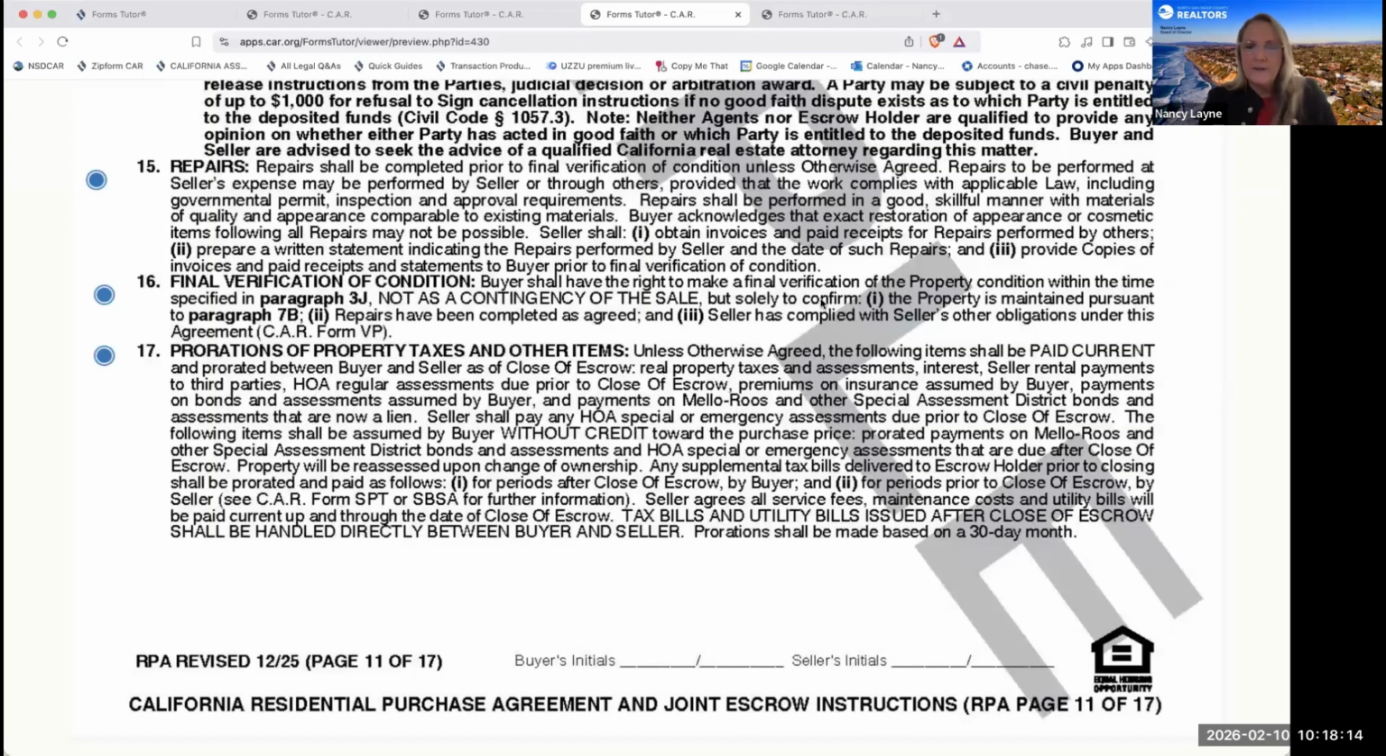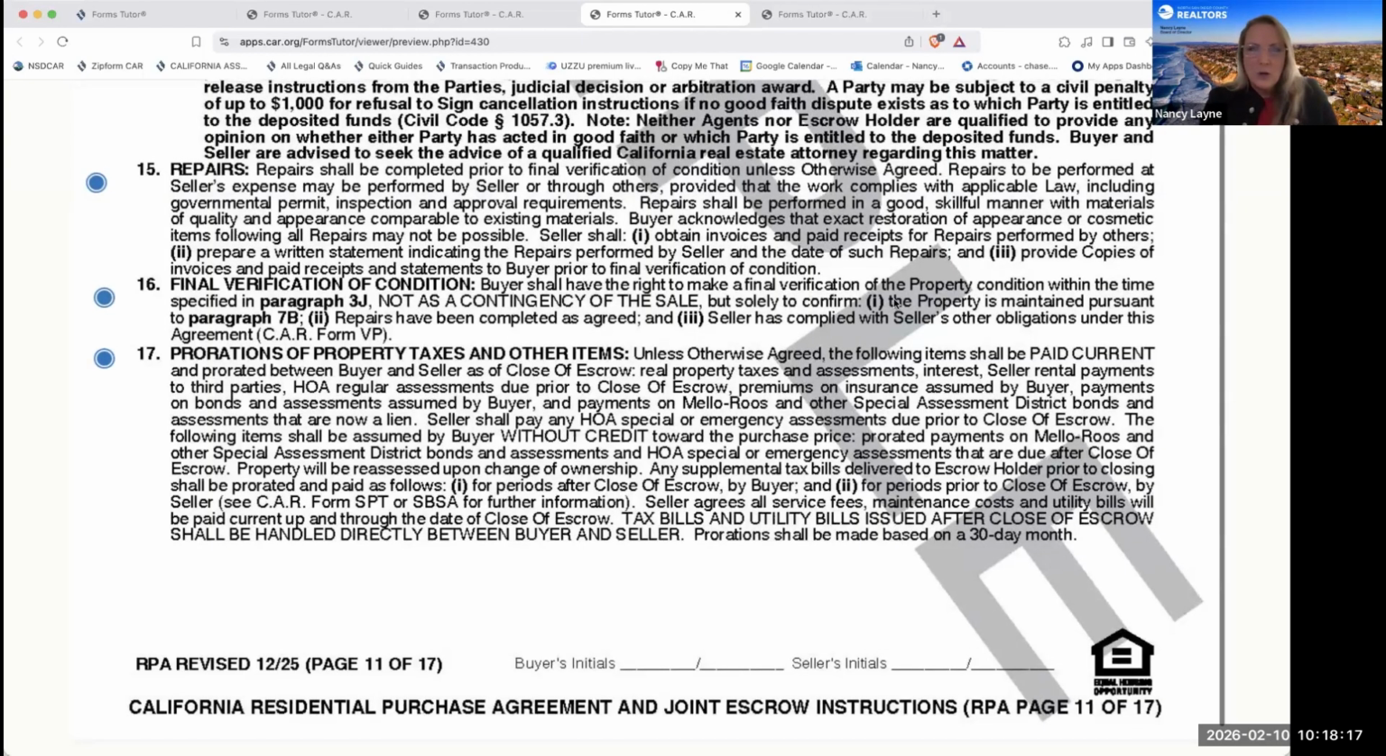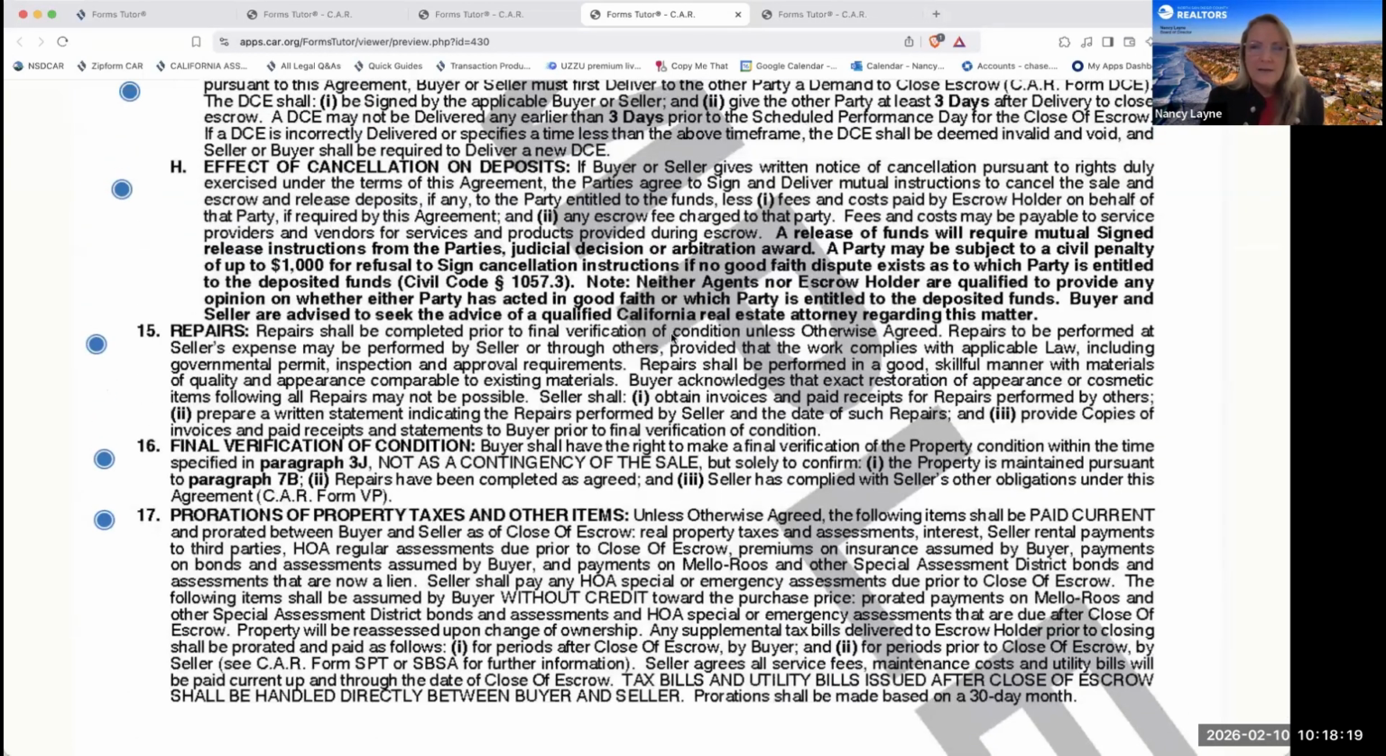Buyer shall have a right to make a final verification of the property condition within the time specified, not as a contingency. Everybody's aware of that, right? But solely to confirm that the property is maintained pursuant to the condition it was when you wrote the offer and that the repairs have been completed as agreed.